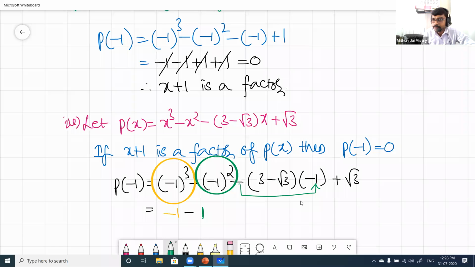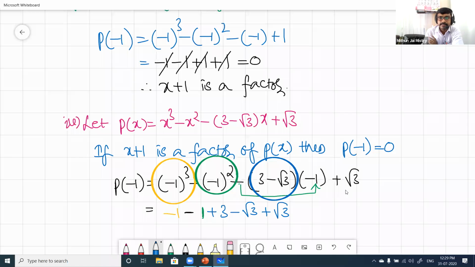So this minus into minus, the green colored which I have underlined, will become plus. Minus into minus is plus, so this totally will become plus. Inside we will get plus 3 and then minus root 3. That means there will not be any change in the symbol, because minus into minus is plus. So plus will not affect the bracket. Then we have plus root 3.